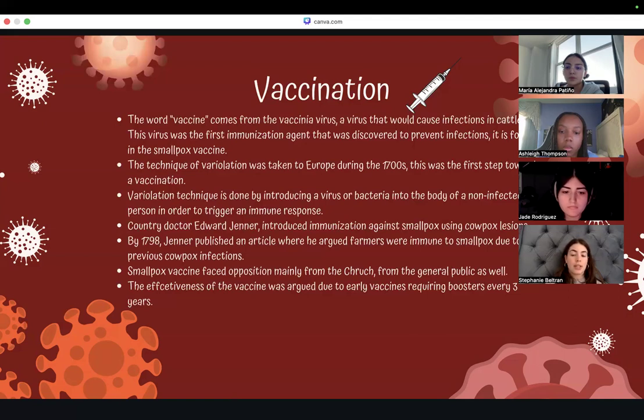And initially, the vaccine faced a lot of opposition all around, especially from the church. And the general public, too, also was opposed to the vaccine because they argued that it wasn't truly that effective, considering it needed a booster shot every 3 years.